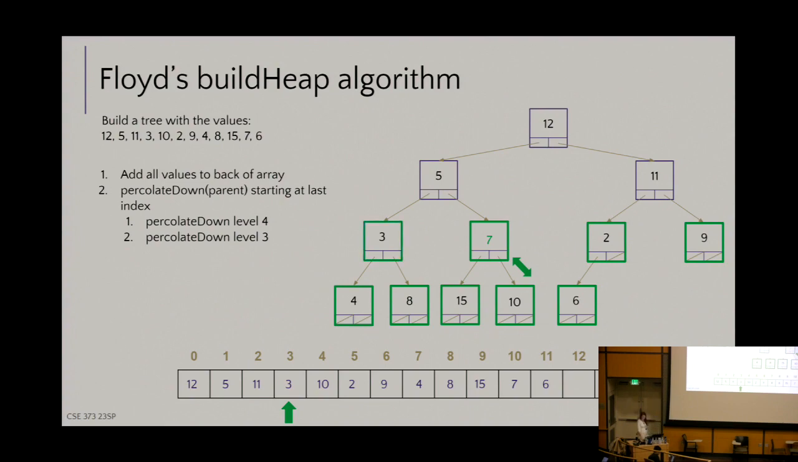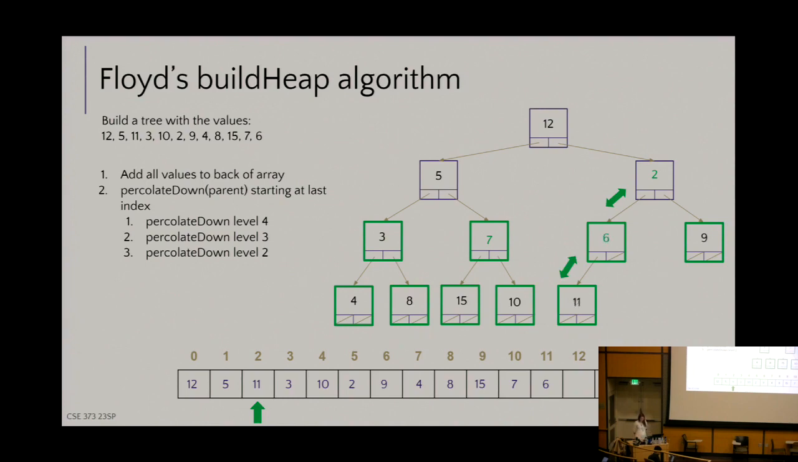We get down to the 3, no percolation. Great. We have just locked in levels 4 and 3 without doing any percolations, and that's the majority of the values in the tree. So we do another one here. This one will trigger a percolation. We're going to leave it for right now.